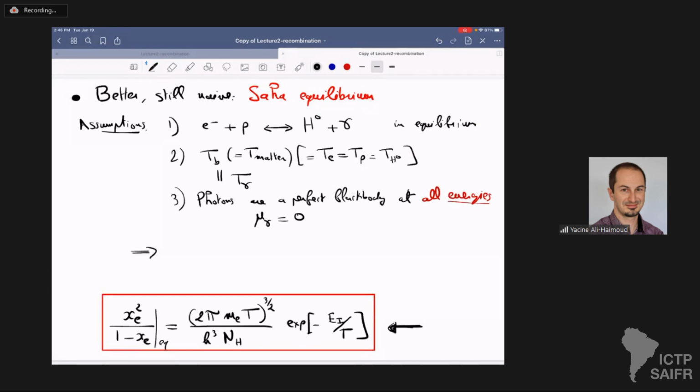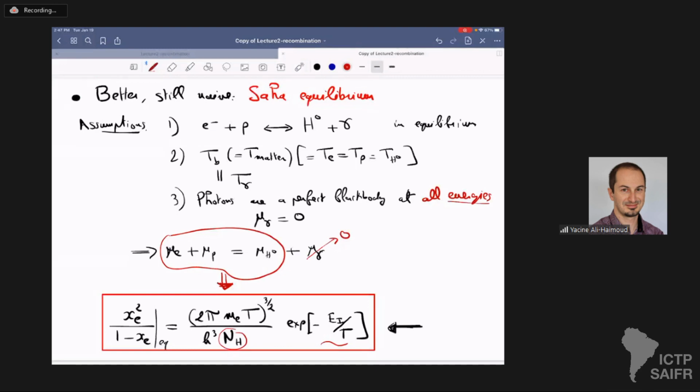So if you put these assumptions together, from the first equation, equilibrium implies that the chemical potential of electrons plus the chemical potential of protons equals the chemical potential of neutral hydrogen plus that of photons. From the last assumption, I'm going to set this one to 0. And so this equality, you're asked to show this for yourselves, implies this equilibrium free electron fraction. Okay, so this again is proportional to exponential minus 13.6 eV over temperature, the ionization energy of hydrogen, and inversely proportional to the number of hydrogen atoms.